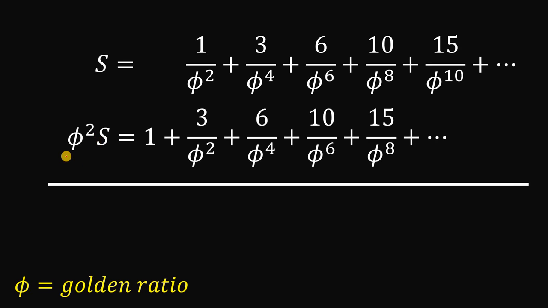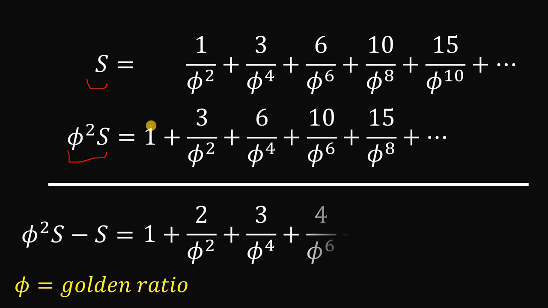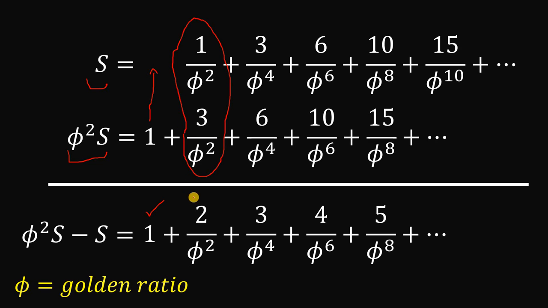Now, if we do that, we have 5 squared times s minus s on the left-hand side, and on the right-hand side, we have something like this. Because 1 minus 0, this is just 1, alright? Also, we have 3 over 5 squared minus 1 over 5 squared, this becomes 2 over 5 squared. And also, we have 6 over 5 raised to the 4th power minus 3 over 5 raised to the 4th power will give us 3 over 5 raised to the 4th power, and so on and so forth.